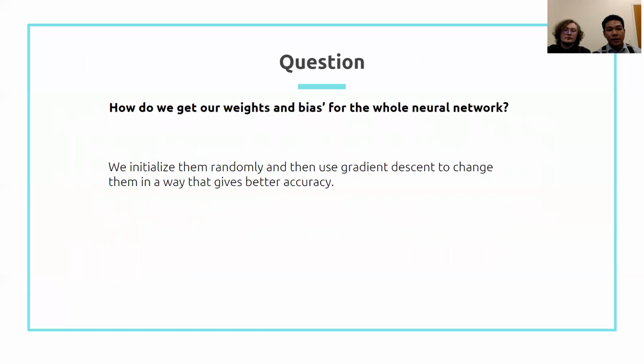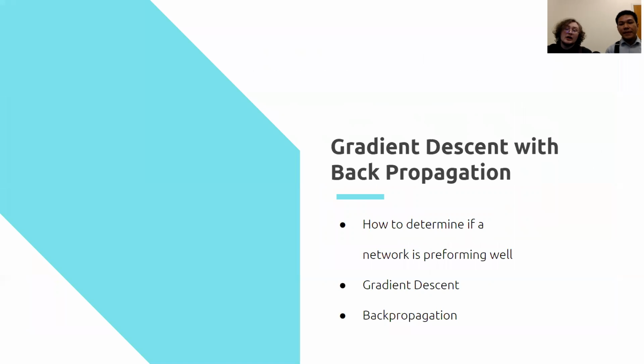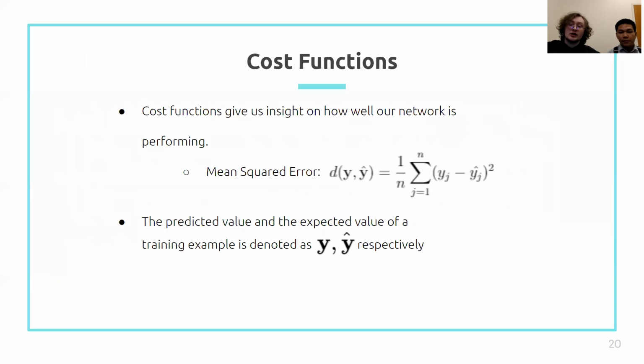So then question, how do we get our weights and biases for the whole neural network? We're actually going to initialize them randomly, and essentially this will give us like a 0% accuracy, but then we're going to use a process called gradient descent to change them in a way that gives us better accuracy. So now we'll talk about gradient descent with backpropagation. We'll discuss how to determine if our network is performing well, what is gradient descent, what is backpropagation, why is it needed. So to start, we'll look at cost functions.